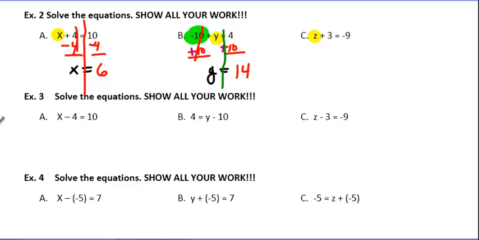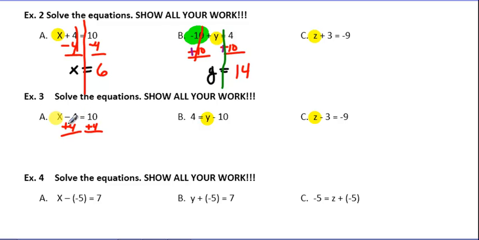The first set of examples was all addition. You'll notice in this case we're doing a lot of subtraction now. Here's my x, there's my variable. I look at what's being done to the variable. We're subtracting 4. The opposite of subtraction is addition, so I'm going to add 4. Whatever I do to one side, I do to the other side.